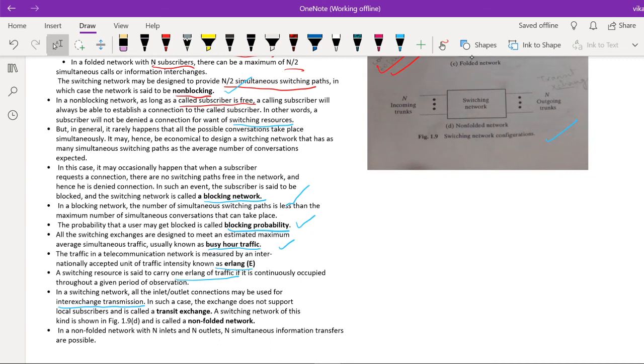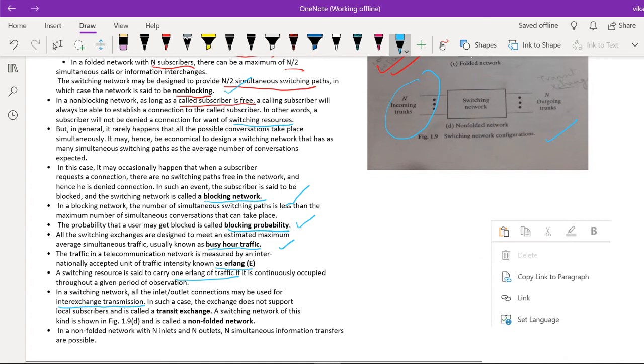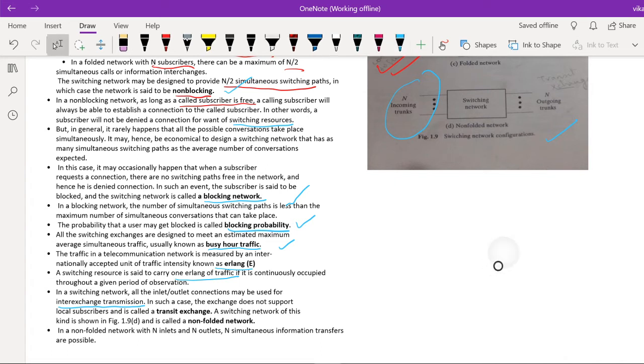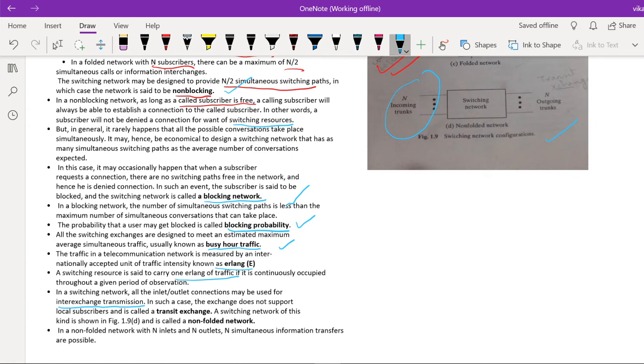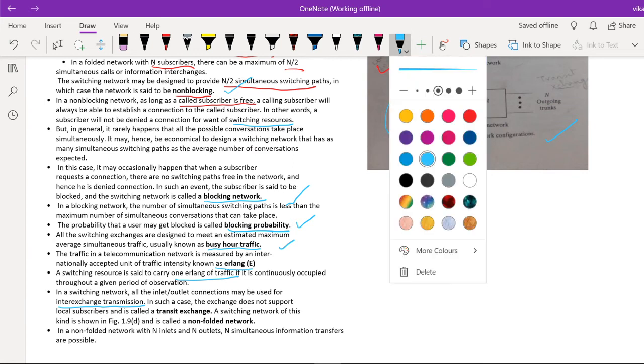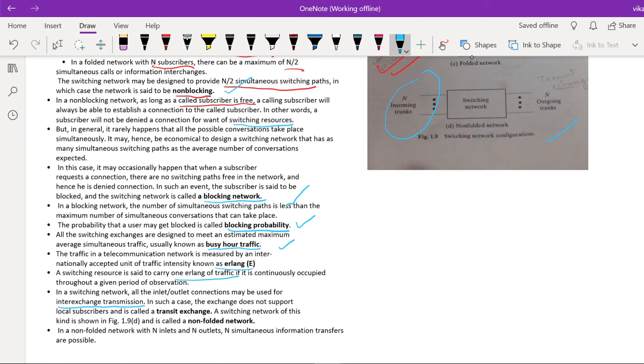And in this non-folded network, since we have incoming trunk lines, what does that mean? All the inlets here would be connected to some other exchange. And for outgoing trunk lines, all the connections here would be to some other exchanges. So this is called the transit exchange, and the number of simultaneous information transfers which are possible here is n.